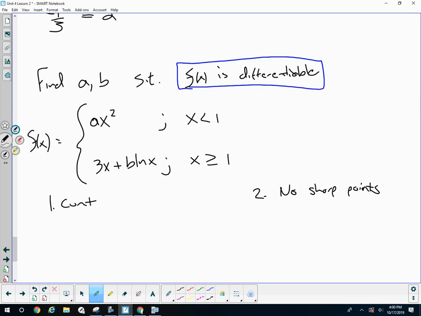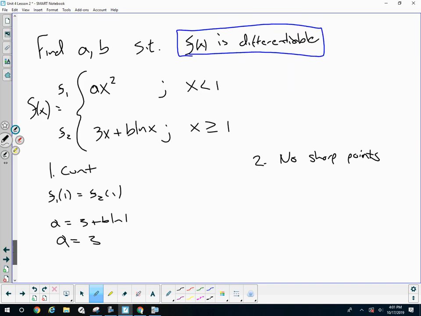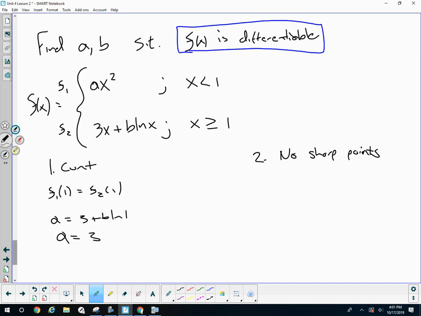We need to ensure that by making sure the first piece and the second piece meet up, just like the last one. I get a equals 3. And we need to make sure that the slopes, when they meet up, connect, so that you don't meet up and create a sharp point. You meet up and it's a nice smooth connection.